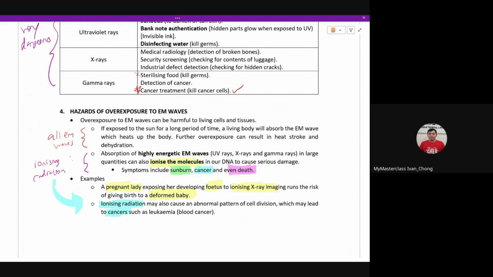So all you need to remember is this chapter is one of the easier chapters. They tend to combine it with your waves chapter as a part A or part B, just a small part of it. So you can just think of it as a subtopic for waves. Everything you learn in waves also applies for EM waves. Do take note, they are transverse waves and they can travel in vacuum.